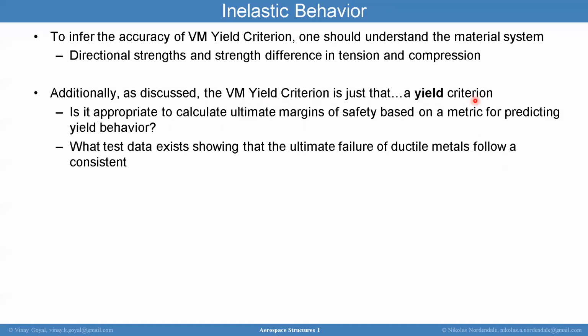So a question came up: is it appropriate to calculate an ultimate strength margin based on a metric that is used to predict yield? What test data is there for the material you're analyzing that says that ultimate failure of this material occurs on a von Mises ellipse or on a von Mises cylinder, depending on the plane you're in? That's not to say that it can't be. You just really need to understand the materials you're dealing with and whether or not they fail in an ultimate manner in a shape that is predicted by von Mises.